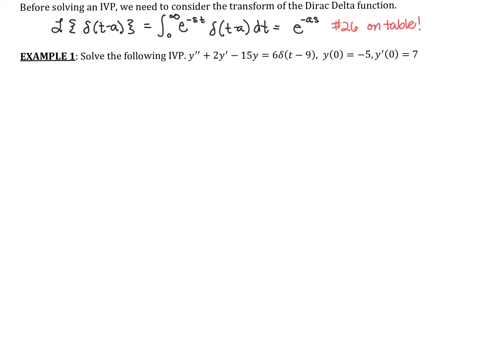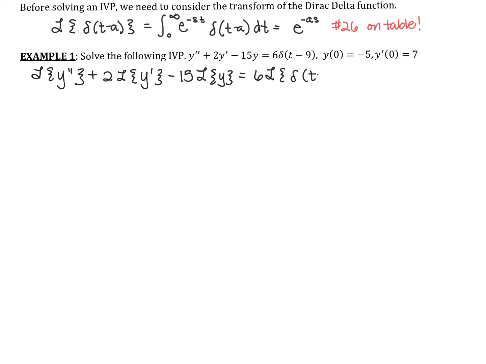Now, truthfully, a Laplace transform in this situation is going to be a little bit messier if we didn't have this Dirac delta piece, but we do. So let's go through and start solving. So we're going to take the Laplace transform of y double prime plus 2 times the Laplace transform of y prime minus 15 times the Laplace transform of y equals 6 times the Laplace transform of this Dirac delta function.